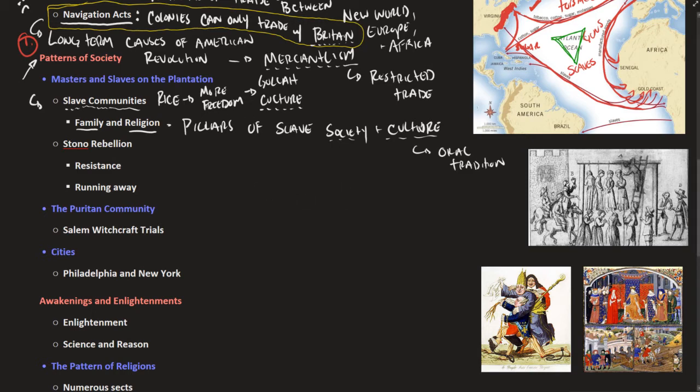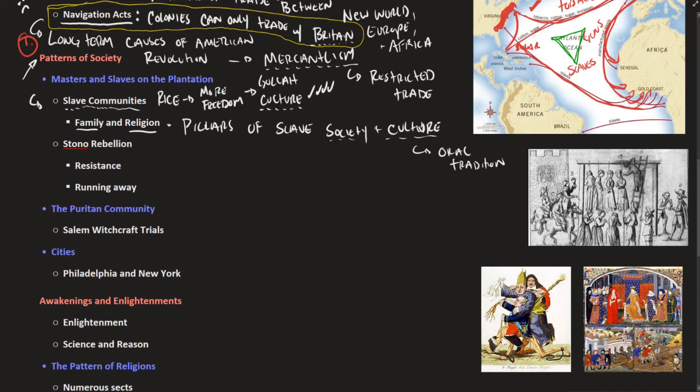The reason there was a little bit more freedom on the rice plantations was because the type of labor involved typically didn't require an overseer. It was based off of a task system. Essentially, slaves were given a task for the day, and they were required to complete it. As long as that task was fulfilled, slaves had a little bit more freedom in dictating when they could or could not work. And because there was less interaction between masters and slaves in the Low Country, things like culture were more likely to survive.